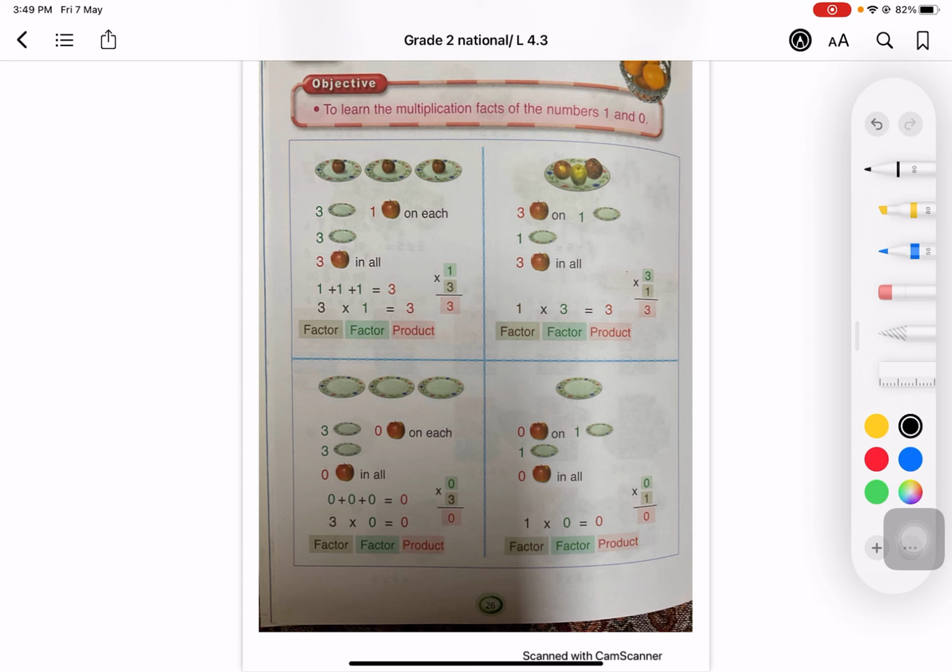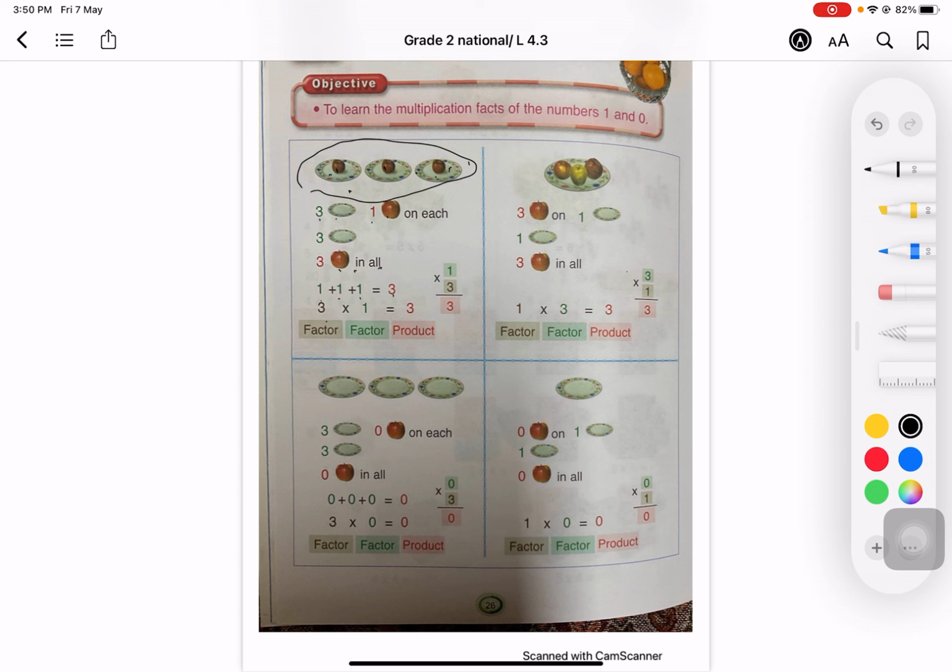So I have 3 plates. In each plate, 1 apple, okay? So how many apples do I have in all? I have 3 apples in all, because 1 plus 1 plus 1, if you add these, you will get 3.